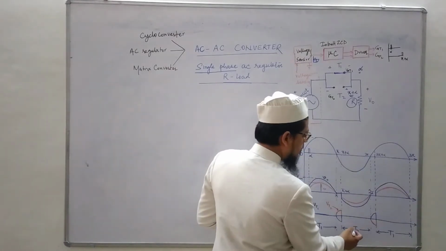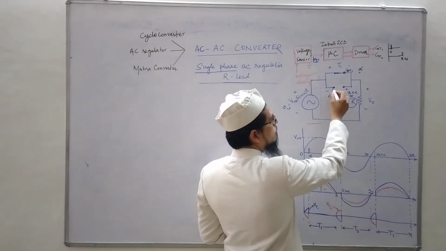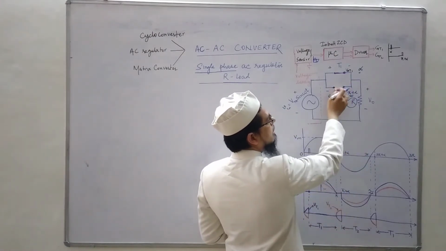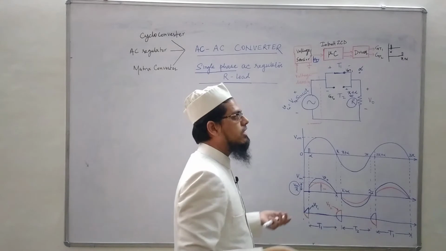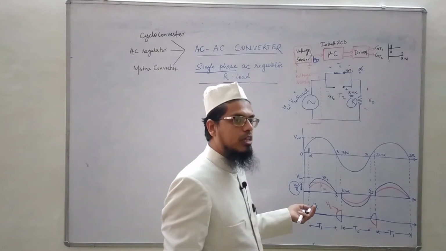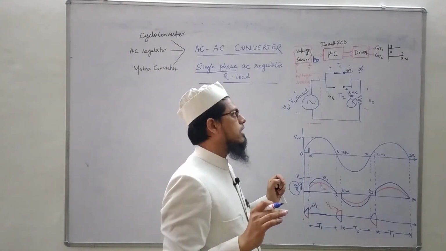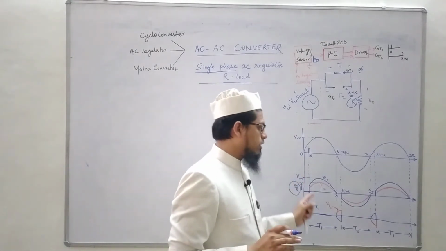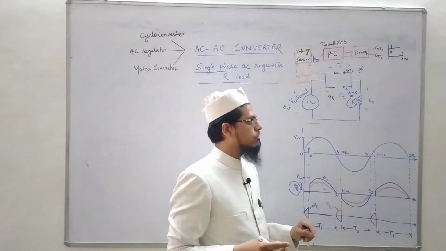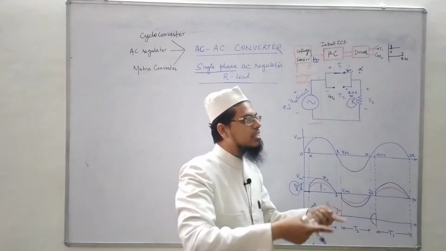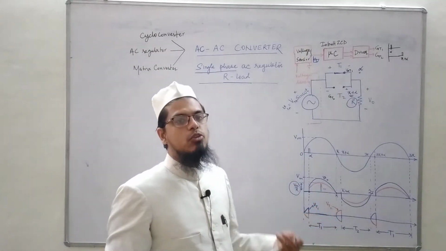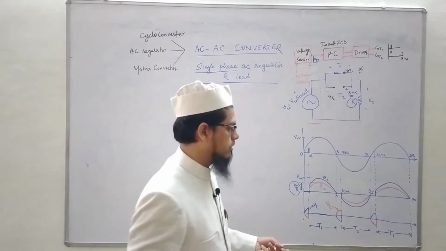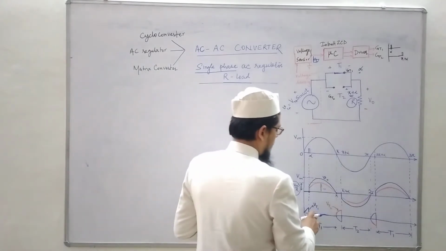Similarly, when T2 is conducting, since it is in parallel with T1, T2 will be having 0 voltage. So that means T1 will also be having 0 voltage across it. So when either of the SCRs T1 or T2 is conducting, the other SCR will be having 0 voltage appearing across it.